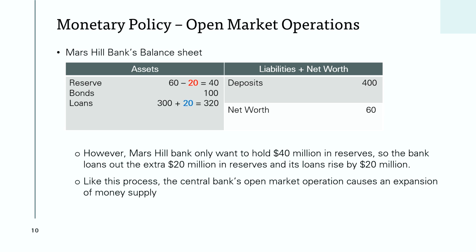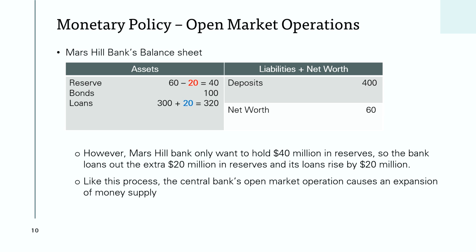Next, the Marshall Bank only needs to hold $40 million in reserves to meet its requirement. After the Fed's bond purchase, the bank now holds $60 million in reserves, $20 million more than it needs. Because banks earn profit from lending, Marshall Bank will loan out the excess $20 million.